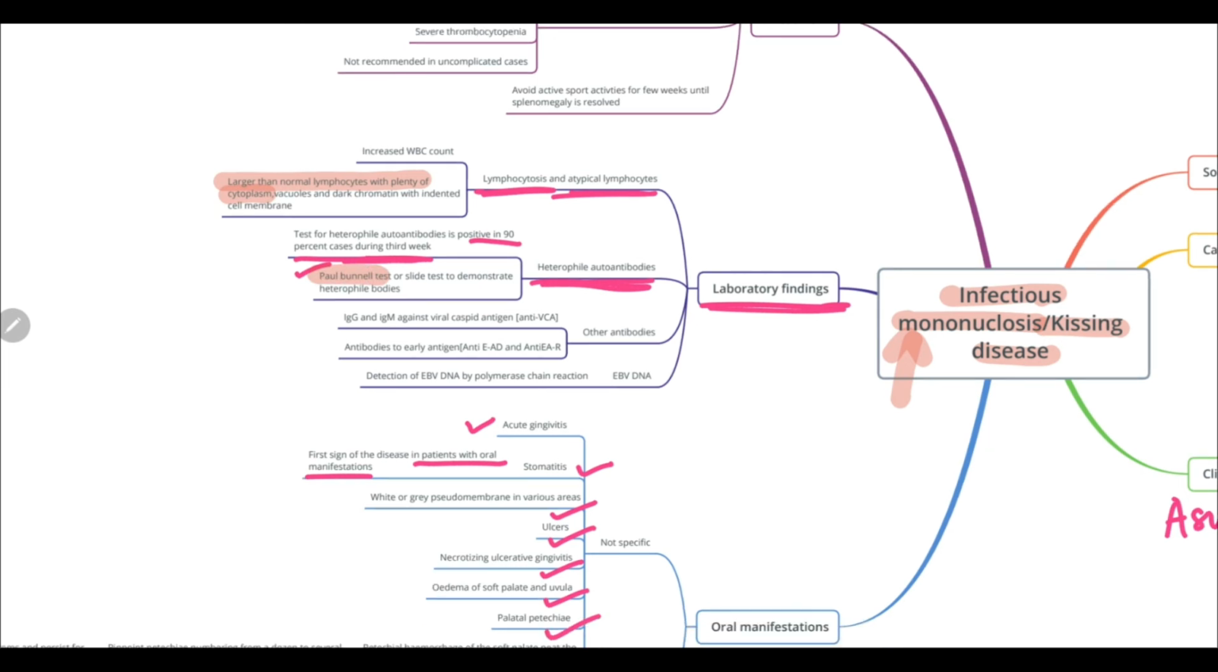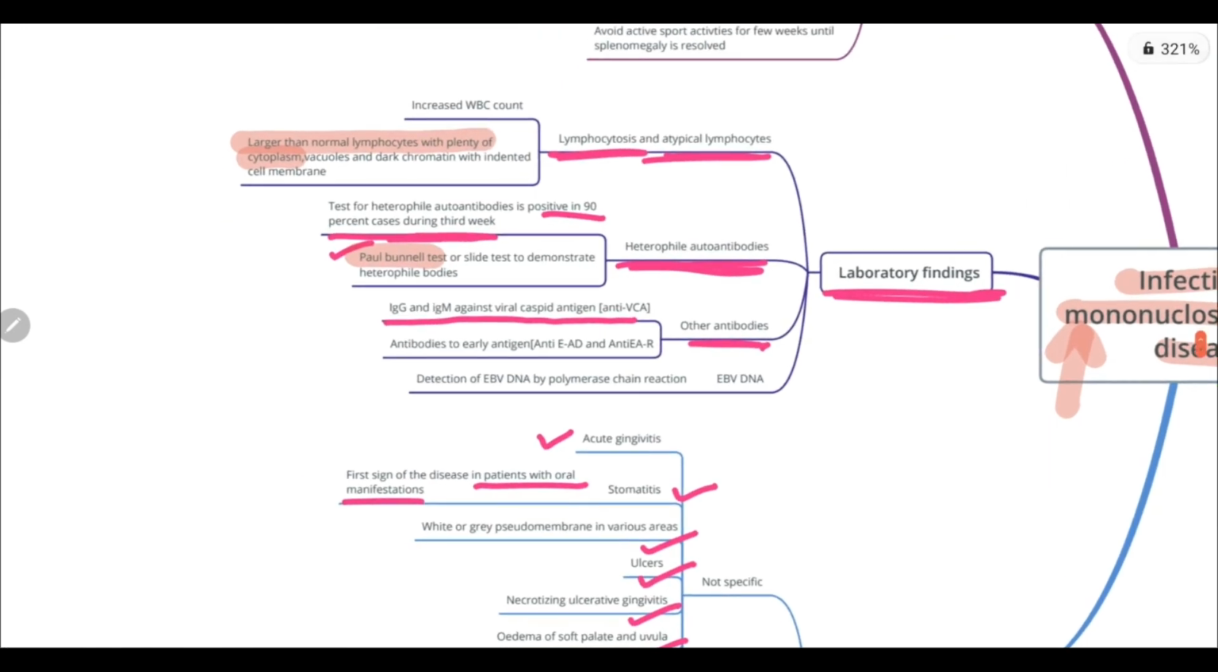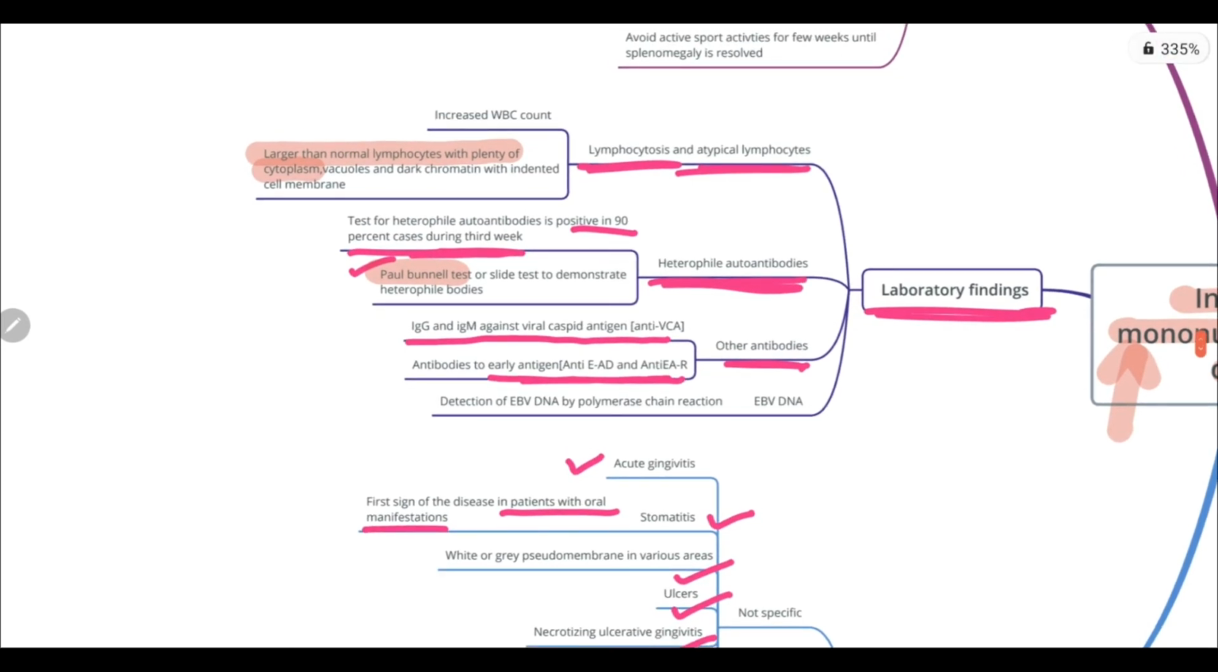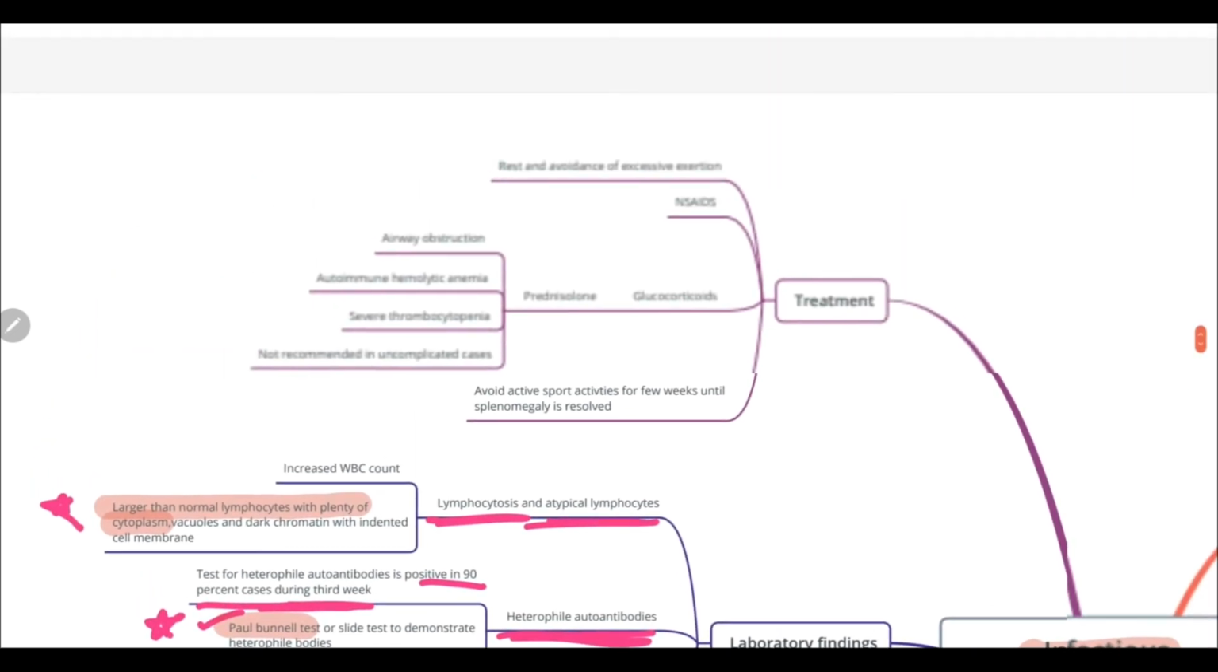Apart from this, you also see other antibodies, which are IgG and IgM, against the viral capsid antigen, and there are antibodies to the early antigen, which are anti-EA-D and anti-EA-R. Now, apart from that, we could also check for the Epstein-Barr virus DNA by the polymerase chain reaction. Alright, so I think you should remember this point, and you should remember the Paul-Bunnell test for an MCQ point. Coming to the treatment.